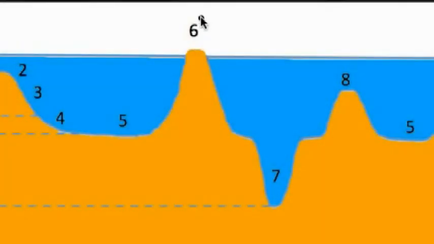And lastly, we have number 6 over here. Number 6 is simply an island. And it is a feature of an ocean basin. Why? Because it extends up from the ocean basin. It's not just a little piece of land floating out there in the middle of the ocean.